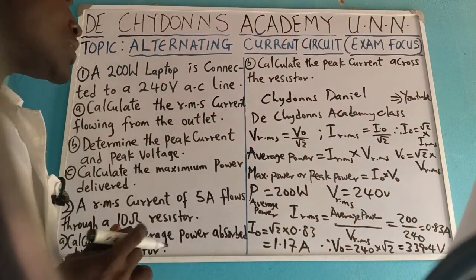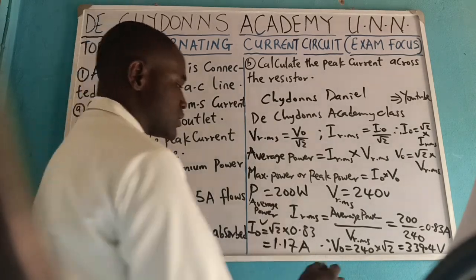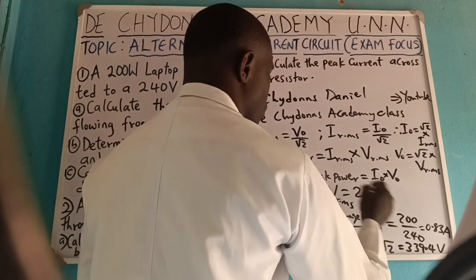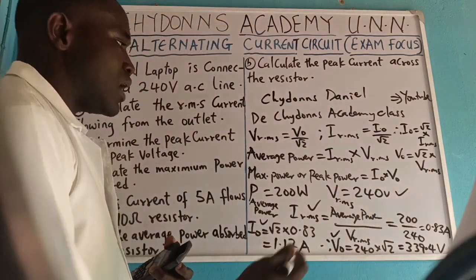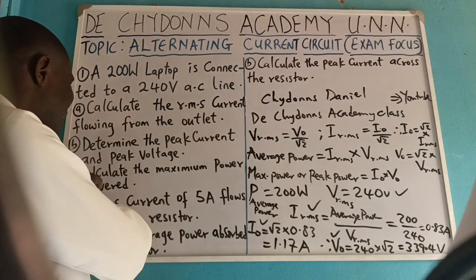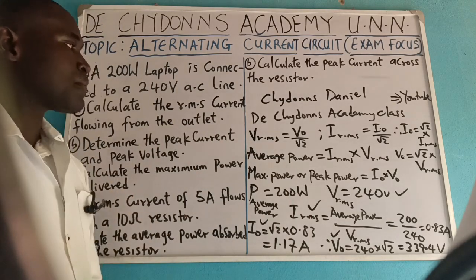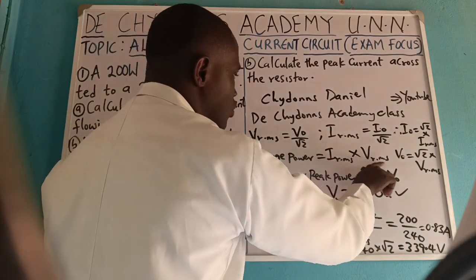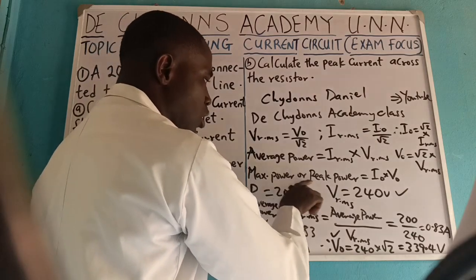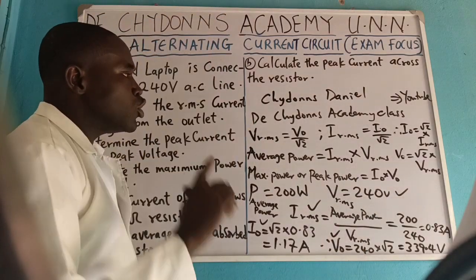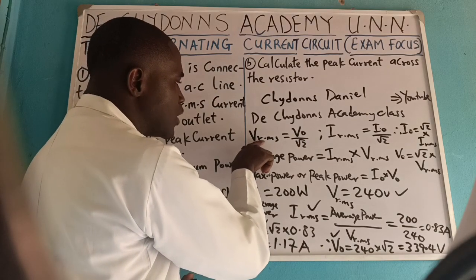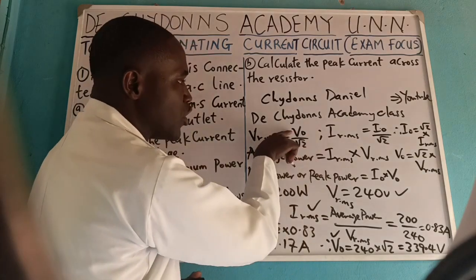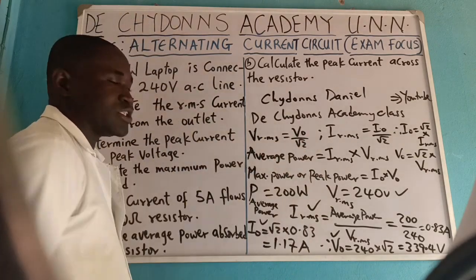Okay, so we have gotten our peak current, peak voltage, root mean square current. We know our root mean square voltage, and that is all. Then calculate the maximum power delivered. I said before that average power is I root mean square times V root mean square. Maximum power or peak power is I0 times V0. But do you know that V root mean square is equal to V0 over root 2, right? That is, V0 is root 2 times V root mean square voltage.